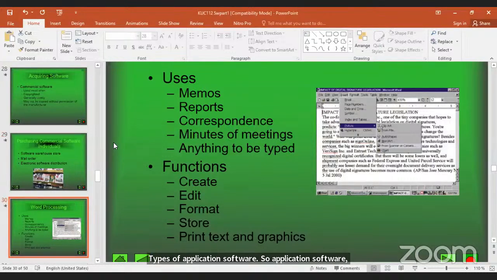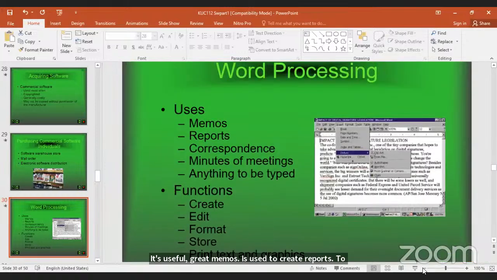A word processor is used to create memos. It's used to create reports, correspondence, and minutes of a meeting. So we can use a word processor as an application software to create, edit, format, store, and print text and graphics. We say that application software has two categories: general purpose software and specific purpose application software.